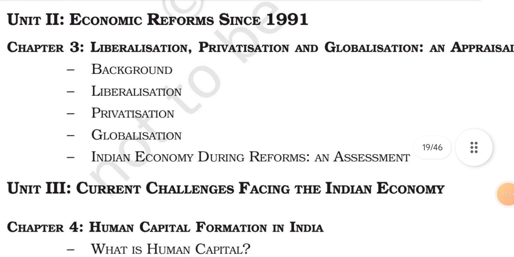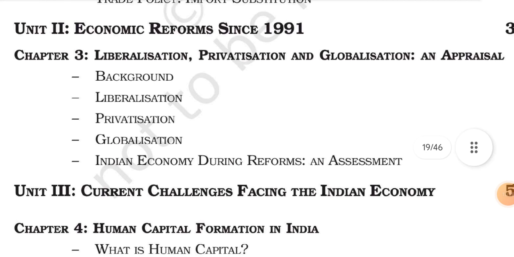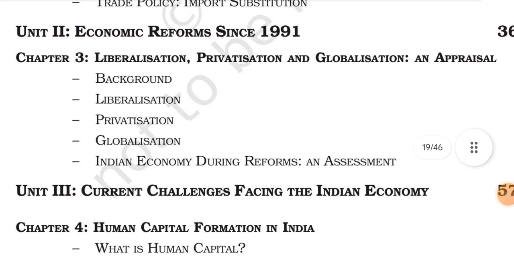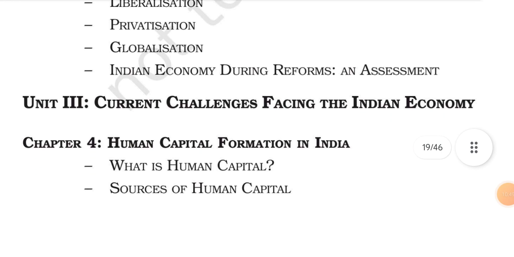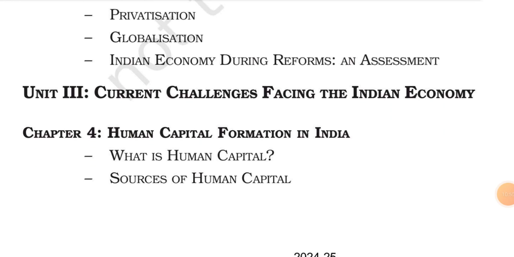Unit 2, Economic Reforms since 1991. Chapter 3, Liberalization, Privatization and Globalization: An Appraisal. Background, liberalization, privatization, globalization, Indian economy during reforms, and assignment. Unit 3, Current Challenges Facing the Indian Economy.